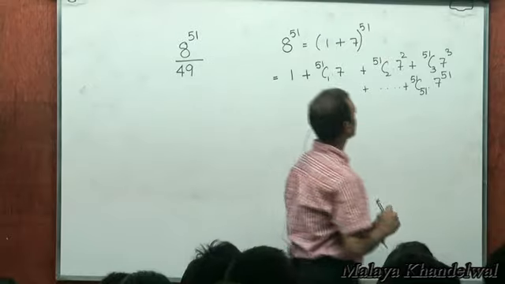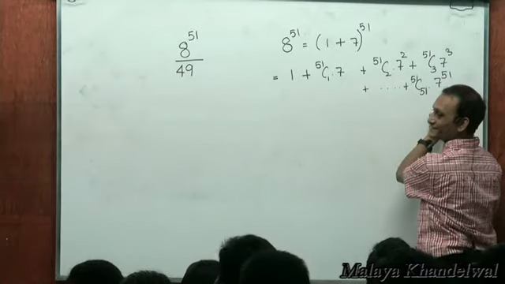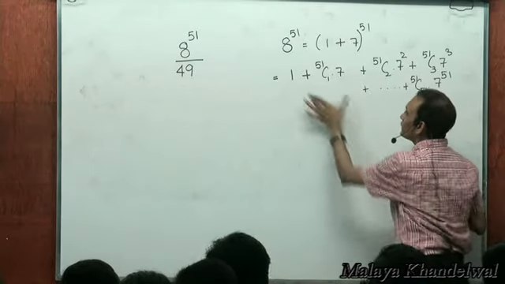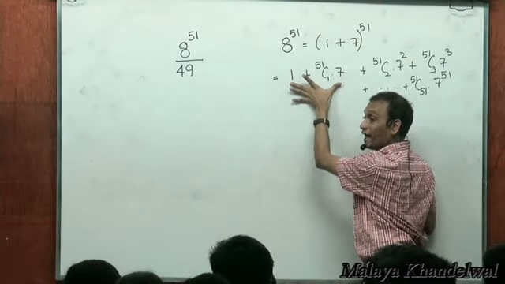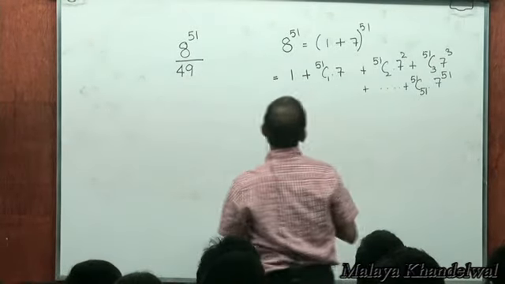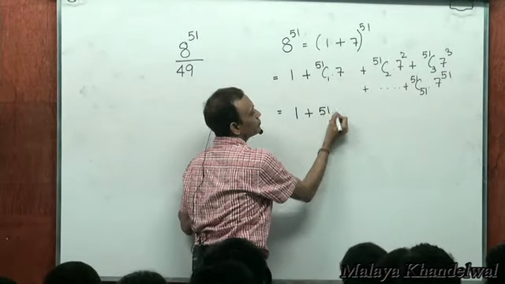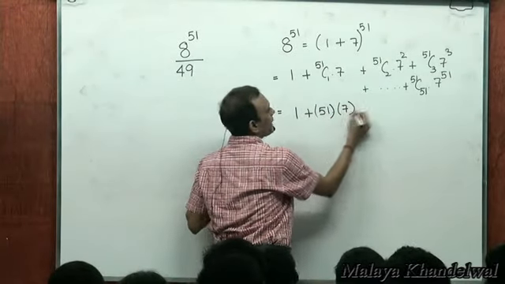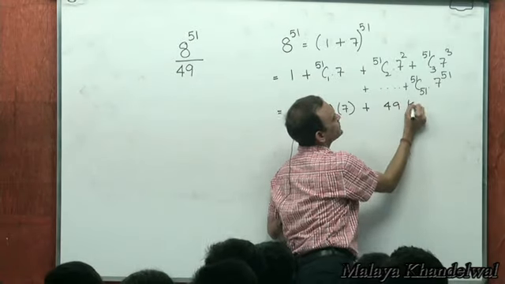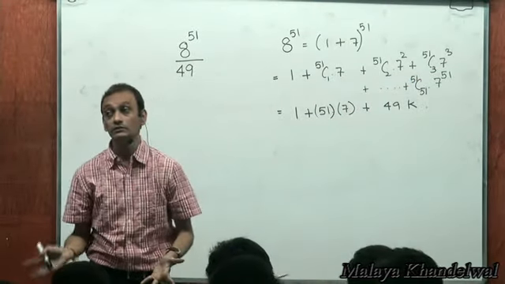Now notice that terms from this point onwards are all divisible by 49. So they will leave a remainder 0. That means essentially I am looking at this divided by 49, and whatever remainder this leaves will be the required remainder. These terms are of the form 1 plus 51C1, which is 51 into 7, plus these are all multiples of 49. So all these things put together could be written as some 49k.